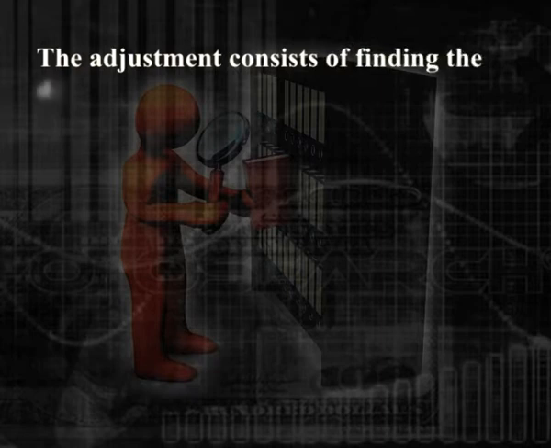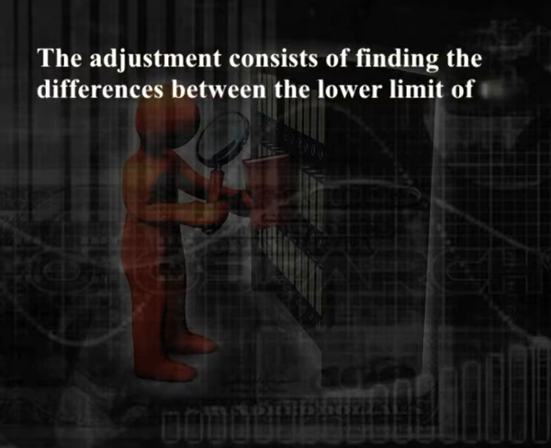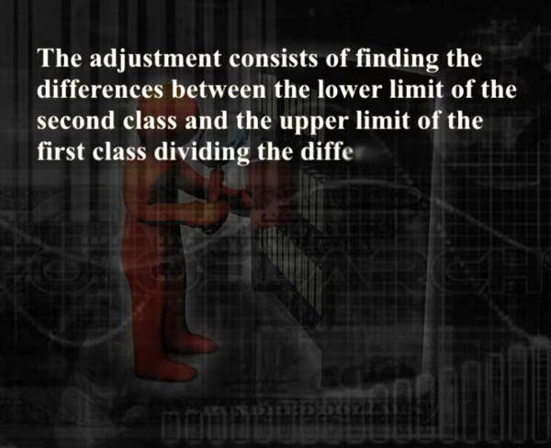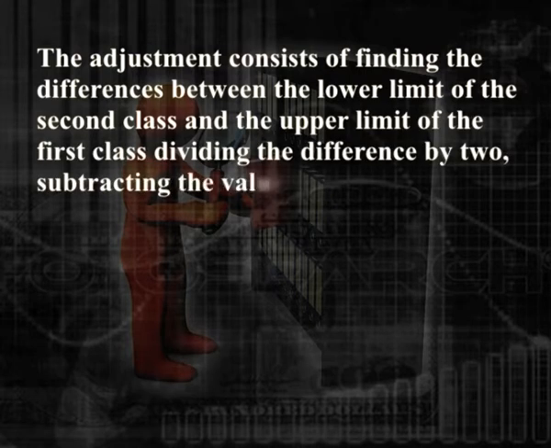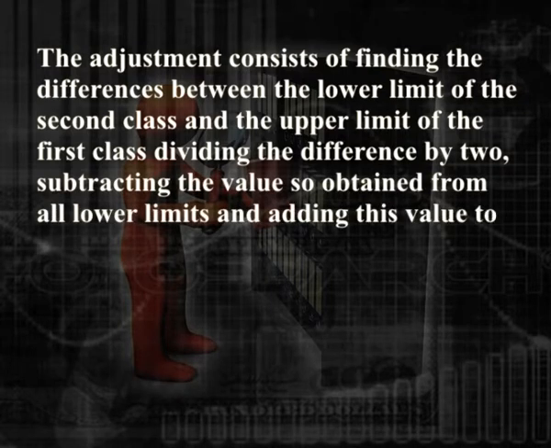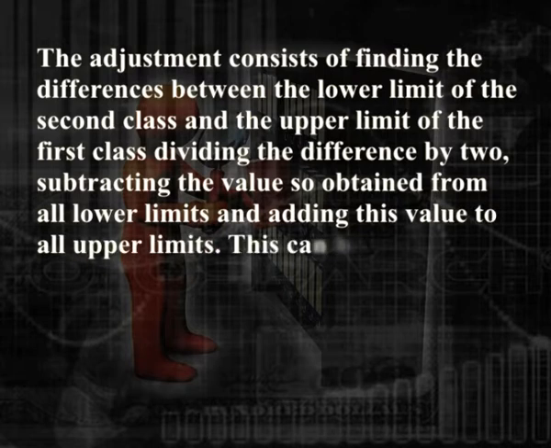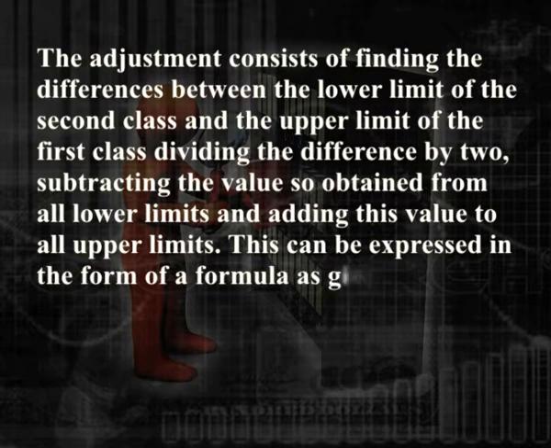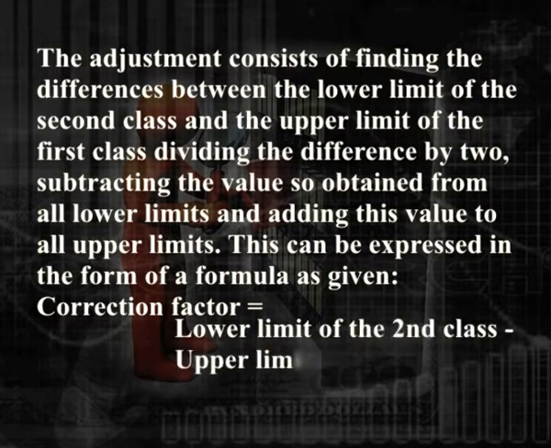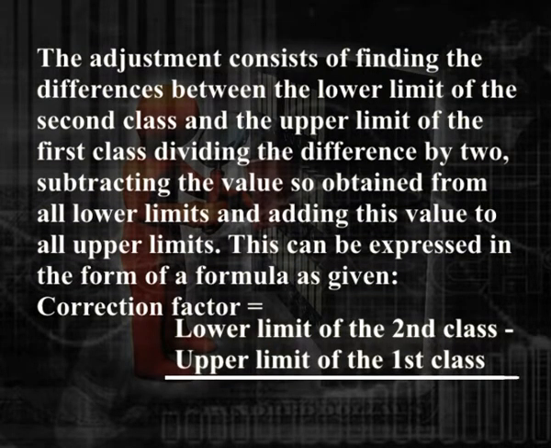The adjustment consists of finding the difference between the lower limit of the second class and the upper limit of the first class, dividing the difference by 2, subtracting the value so obtained from all lower limits, and adding this value to all the upper limits. This can be expressed in the form of a formula, which is called the correction factor, and it is equal to the lower limit of the second class minus the upper limit of the first class, the whole thing divided by 2.